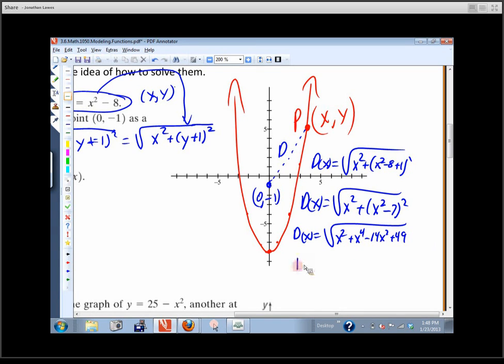Then I can combine these together, so I'm going to get d of x equals, this is going to be x to the 4th. I'll put that one first, write it in descending order. Then this is going to be minus 13x squared and then plus 49. That's the answer.